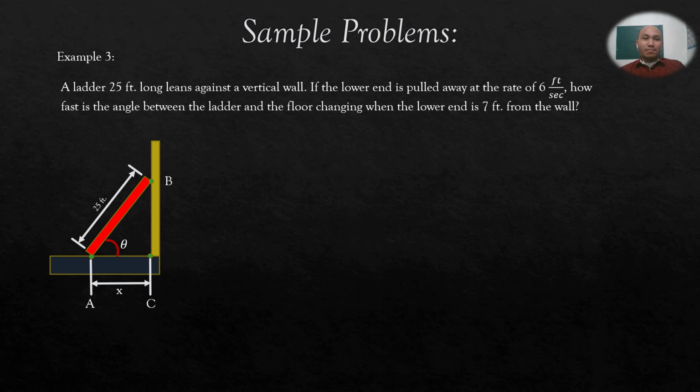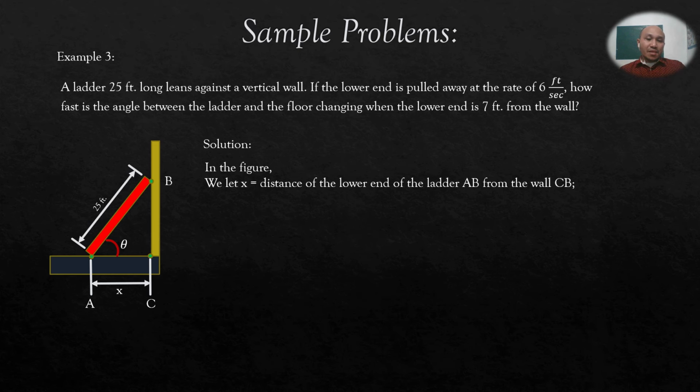Sample problem number 3. A ladder 25 feet long leans against a vertical wall. If the lower end is pulled away at the rate of 6 feet per second, how fast is the angle between the ladder and the floor changing when the lower end is 7 feet from the wall? Solution. In the figure, we let x equal the distance of the lower end of the ladder AB from the wall CB. Then let theta equal the angle between the ladder and the floor CA here.